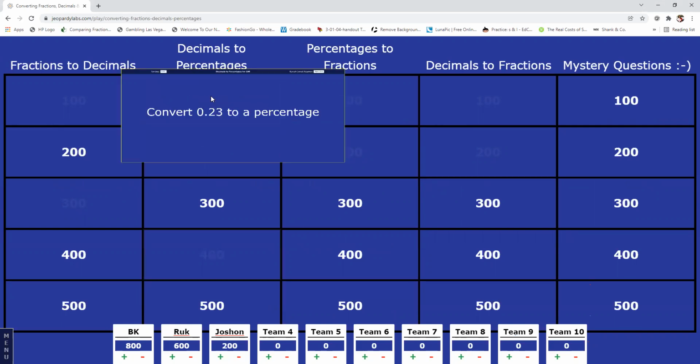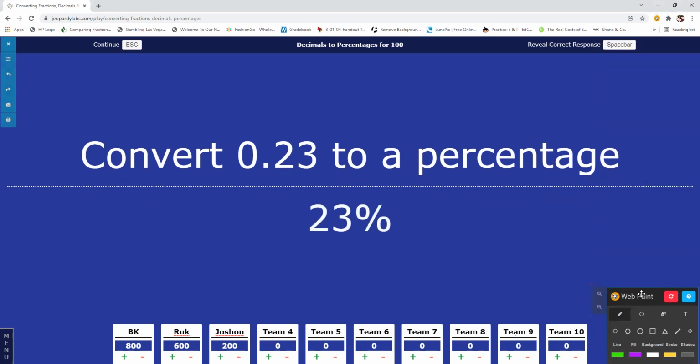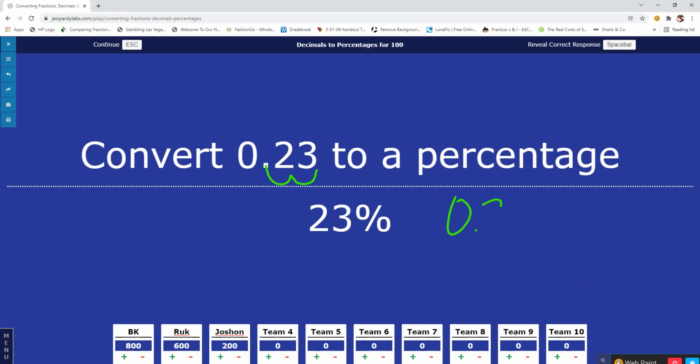All right, let's go decimals to percentages for 100. Convert 0.23 to a percentage. All right, and the correct answer is going to be 23%. So how do we get that? Anytime we go from a decimal to a percentage, we are moving our decimal 2 places to the right. So if we have 0.23, we're going once, twice to the right, put our decimal at the end. So that's going to give us 23%.